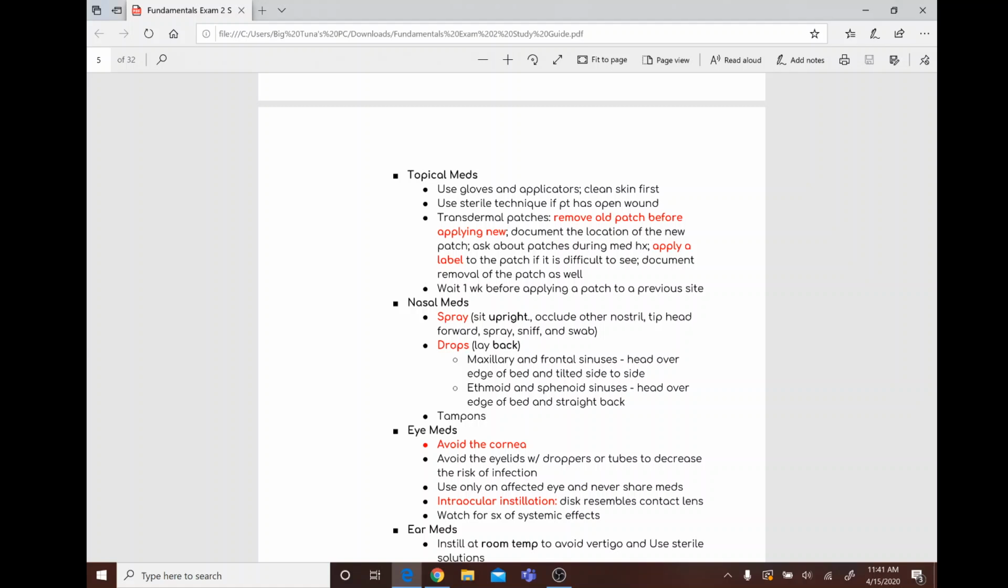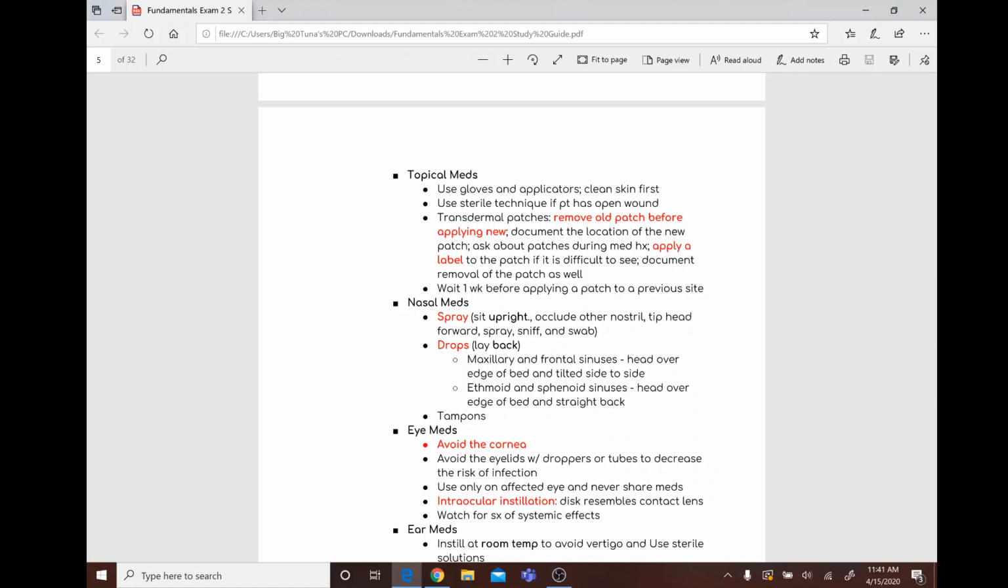All right, tell me about nasal spray meds. How are we going to position them? Sit upright, occlude one nostril, tip head forward, spray, sniff, and swab. What about nasal drop meds? How are we going to do that? For maxillary and frontal sinuses.